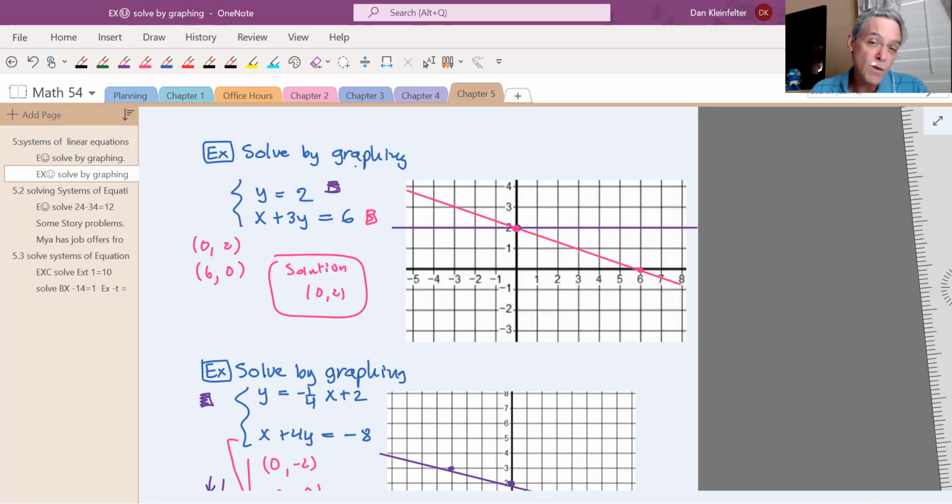In the next section, we're going to see a more practical method of solving these systems using substitution, and that won't have that disadvantage of needing to be so careful about graphing, and will be a little bit less time consuming.